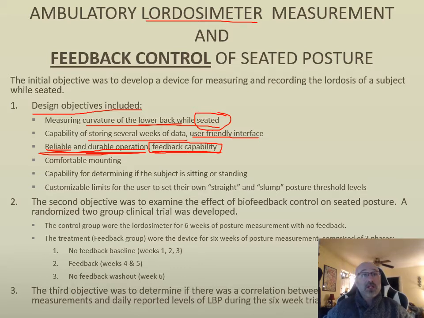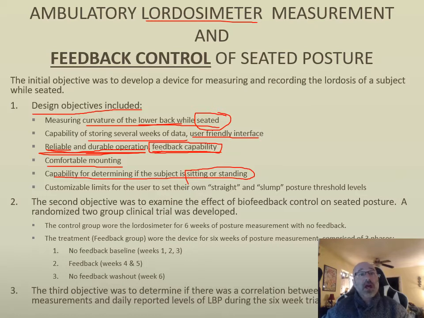Other criteria: it needs to be comfortable for them to wear through a long work day throughout the week. It needs to have the capability of determining if the subject was sitting or standing. So again, that went back to our tilt sensor. We needed feedback from that sensor to let us know how to acquire data. So there are two different types of feedback we're talking about within this system. The feedback to the user, which is what we're calling biofeedback, and the feedback within the system, letting the electronics know whether the person is sitting or standing and whether they're slouching or in correct posture. So all of those are different types of feedback that the system is utilizing.